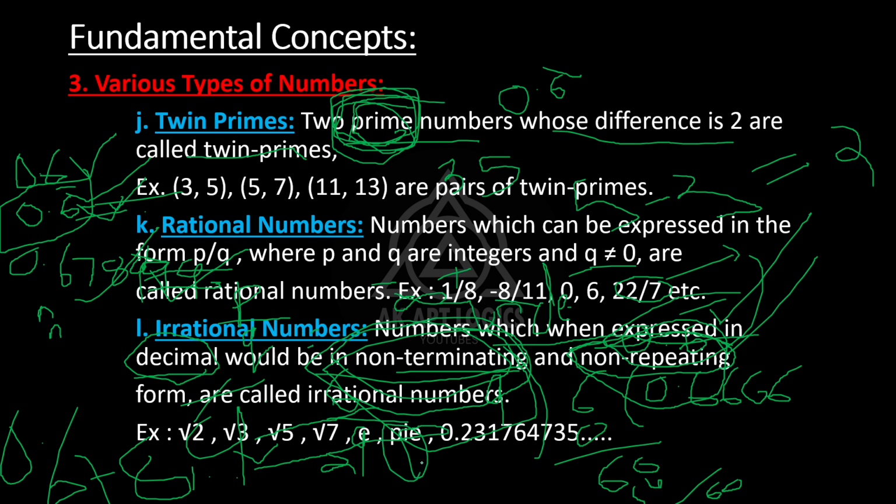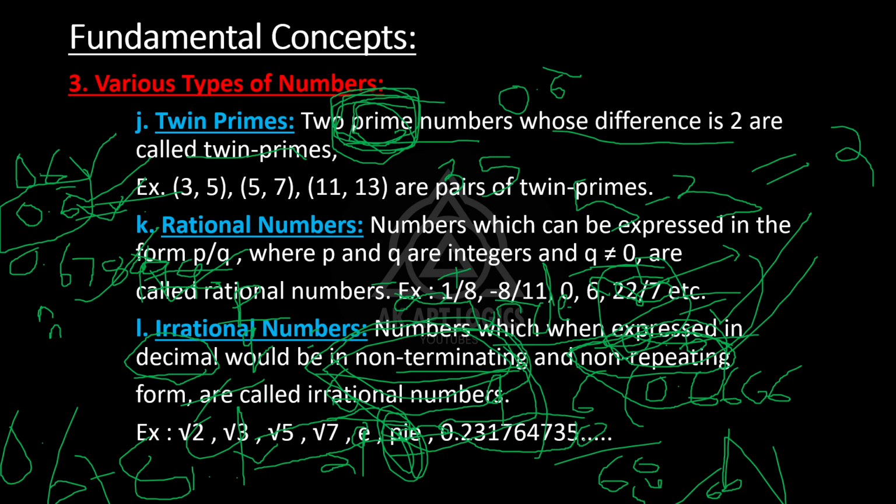Remember, pi is also an irrational number, like e, which we are going to use in the natural logarithmic case. Whereas 22 by 7 is the approximate value of pi, so we are going to consider that as a rational number. Okay.